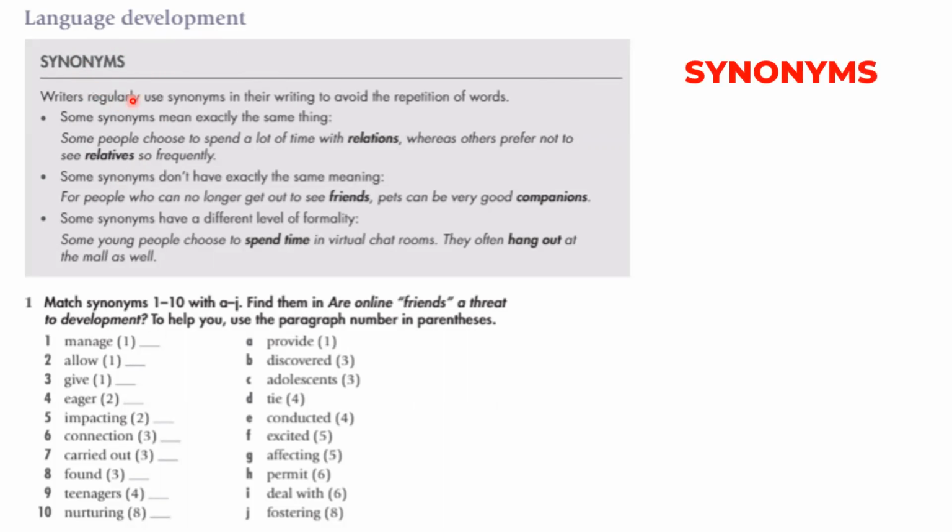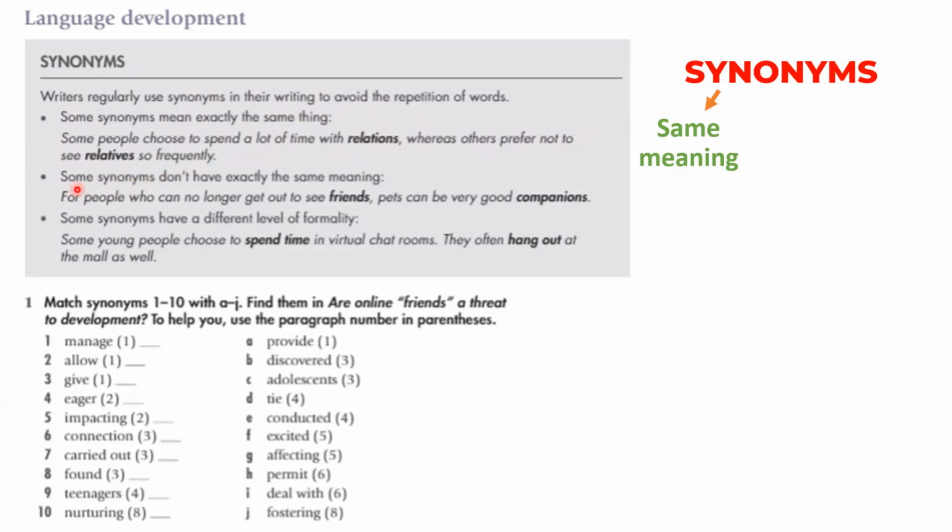Let's see. Here we have: writers regularly use synonyms in their writing to avoid repetitions of words. Some synonyms mean exactly the same thing. So we have some synonyms that have the same meaning. For example, some people choose to spend a lot of time with relations, whereas others prefer not to see relatives so frequently. In this case, relatives and relations mean the same. They have the same thing.